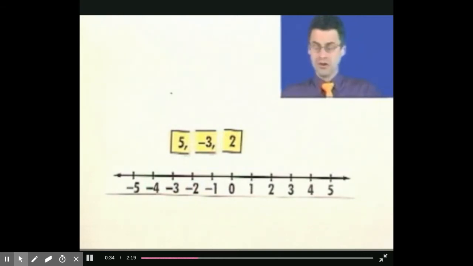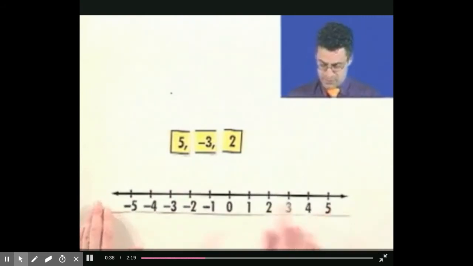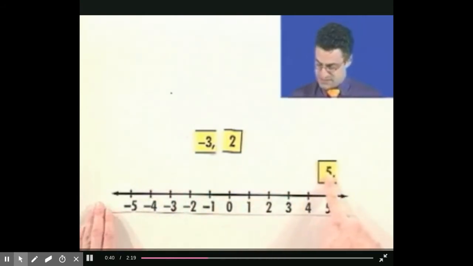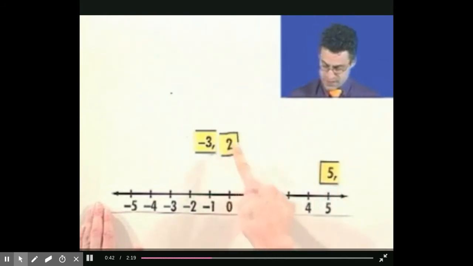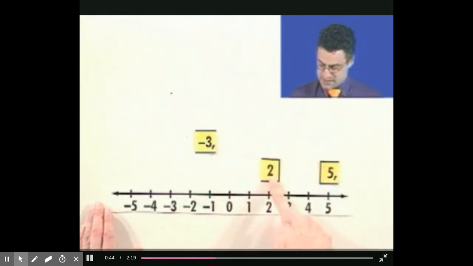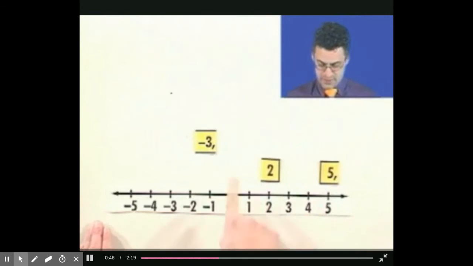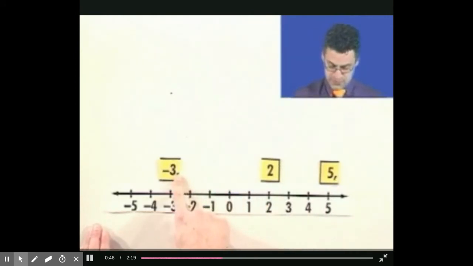Now, how would you order them? Well, I'm just going to put these numbers on the number line and see where we go. So 5 is way off to the right. That means that's pretty big. 2 is a little bit to the right, but not as far to the right, so it's smaller than 5. And negative 3 is way off to the left.